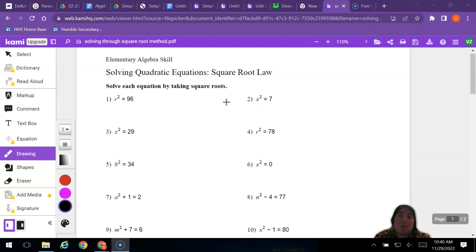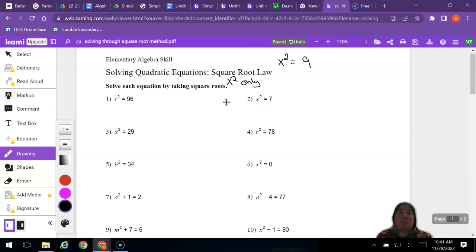Now, the square root law can only be used when you see x squared only, or x squared and nothing else on the side. So if you look, all of these have just x squareds. No x, no y, nothing else, just x squared. So let's say I have x squared equals 9. You think, okay, well, what number squared gives you a 9?